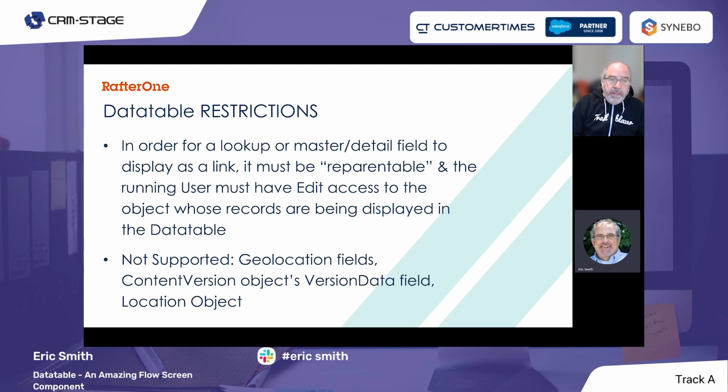And then there's a few things that aren't supported due to various restrictions in Salesforce. One is geolocation fields. If you include geolocation fields in the collection of records that you're passing to the data table, currently there's a bug in Salesforce that may cause issues with the data table, so it's a good idea to leave those out. I don't recommend using the version data field if you're going to display a data table with the content version object records, because that's actually the file itself. That's the binary data for the file.